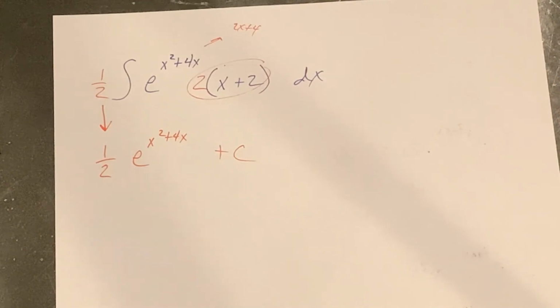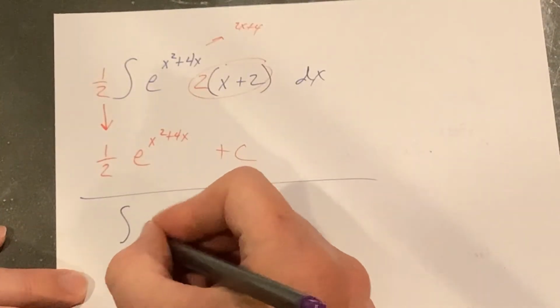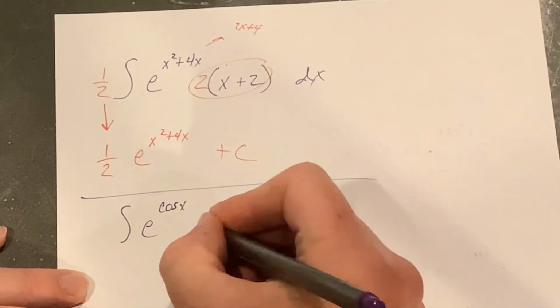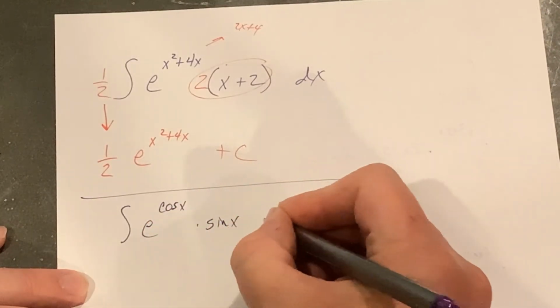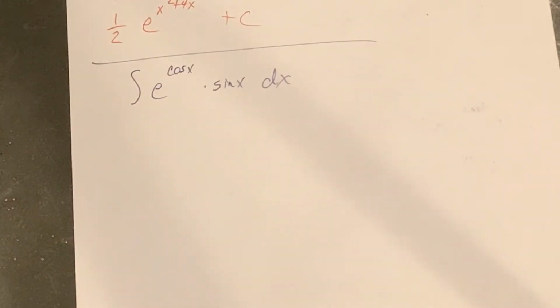And then one last problem. It would be the integration of e to the cosine of x times sine of x dx. If I have that one, again, it's e to a power times something. If the derivative of the power is there, then we're good to go. We're really close on this one.